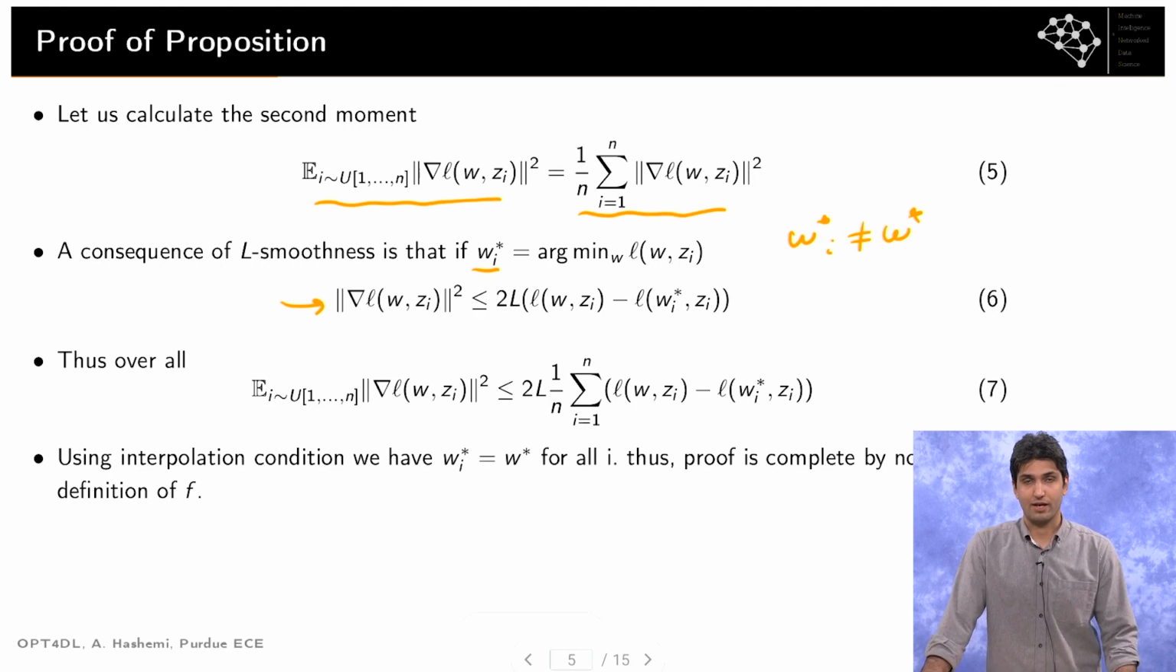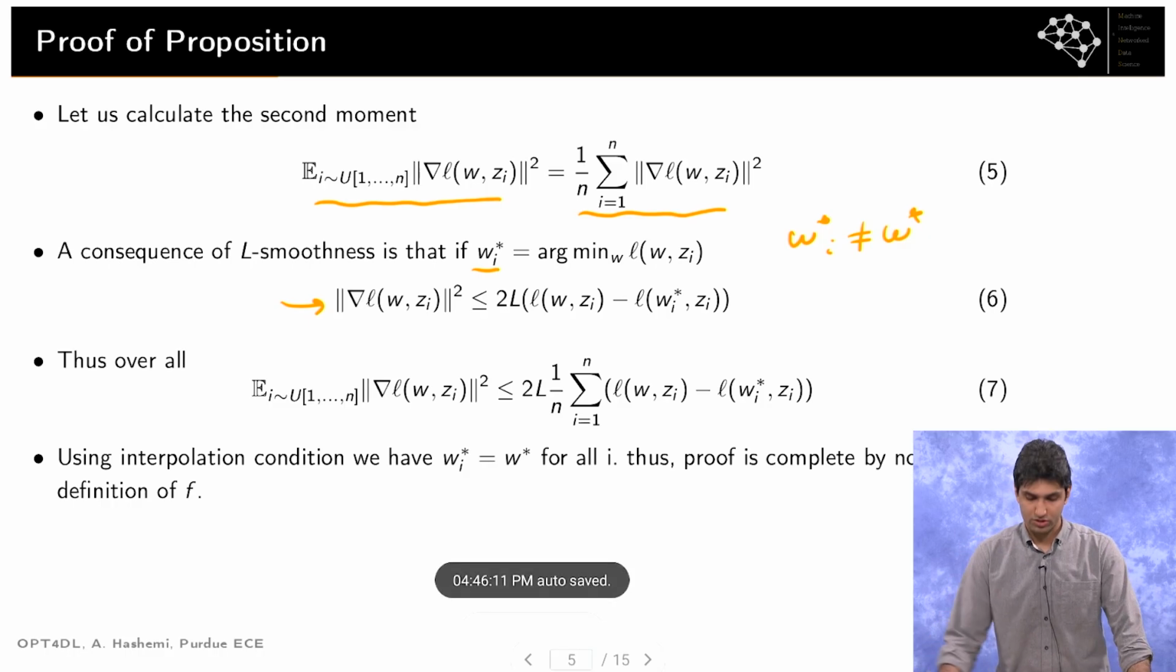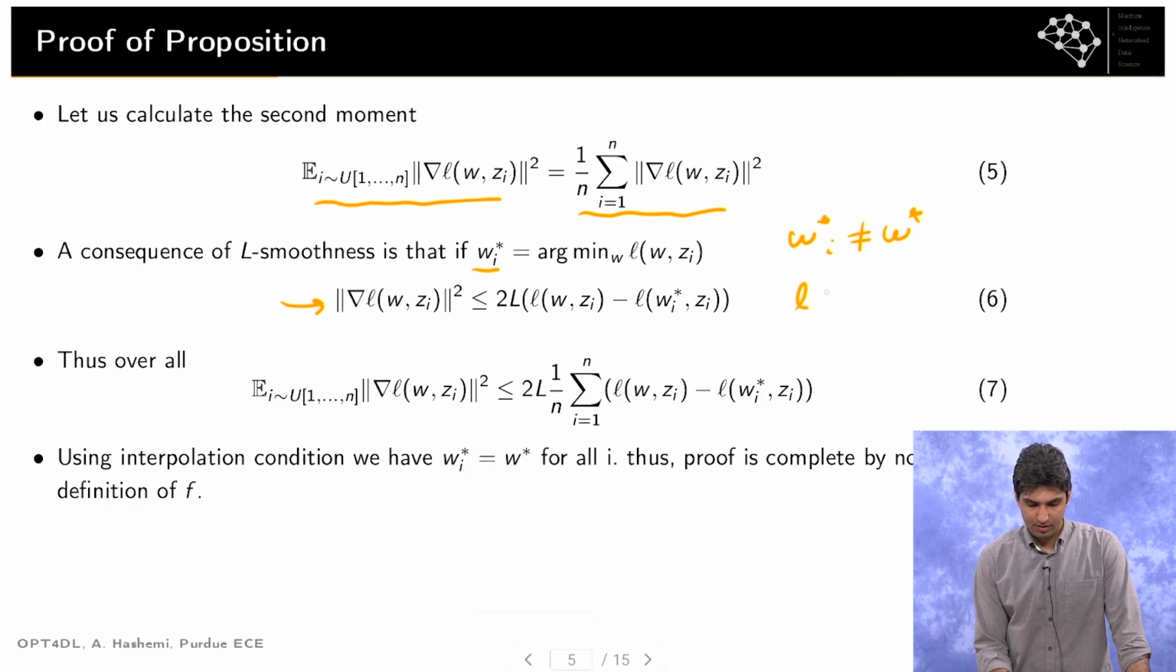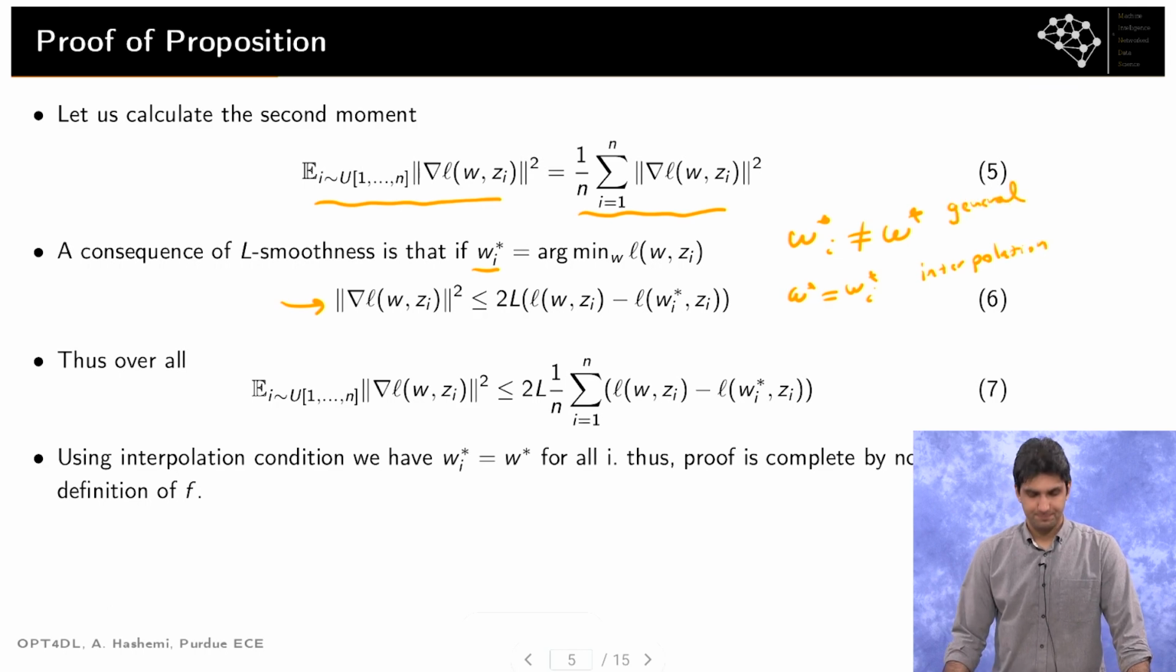Right, so as we talked about, as a consequence of overparameterization, we have the interpolation condition, which basically means that W star and Wi star are the same when we have interpolation. But in general, that's not the case. Okay, so now we're going to plug in equation 6 in equation 5.